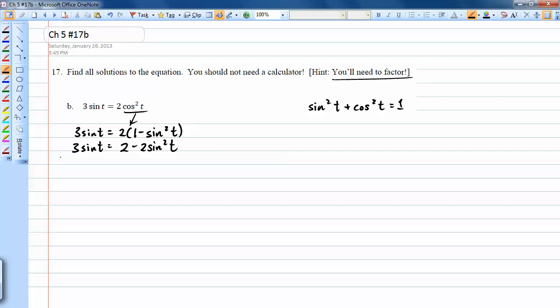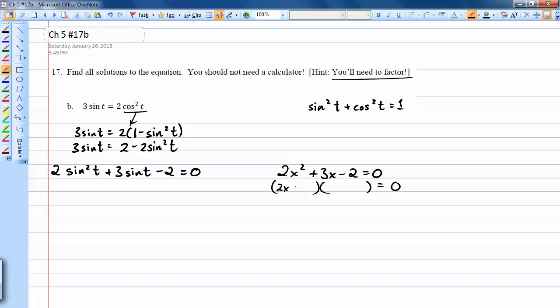And if I get everything over on one side, I've got 2 sine squared t plus 3 sine t minus 2 equals 0. So you can think of this kind of like 2x squared plus 3x minus 2 equals 0. We need to factor that. Well, you can factor it over here if you like working this way better.